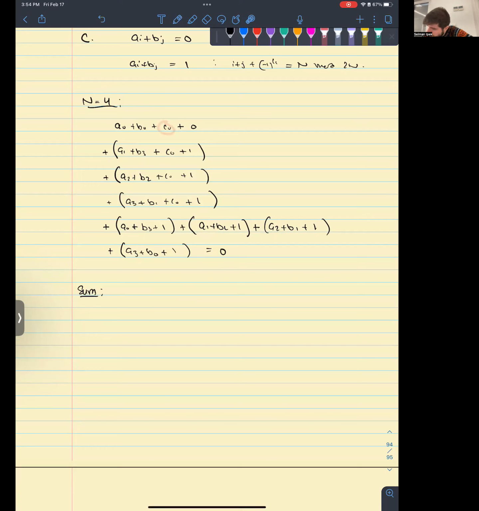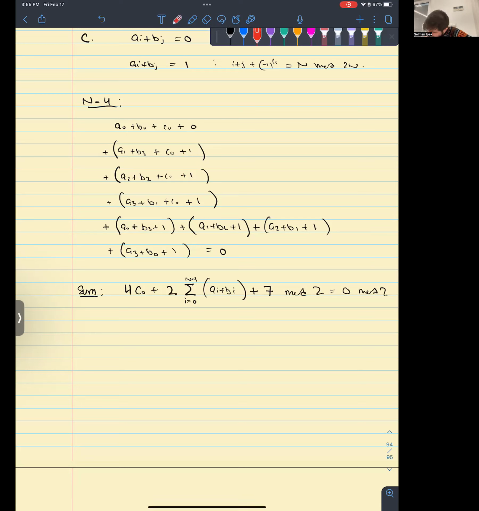C0 is going to show up 4 times, or n times, for C0, plus 2 times the sum from i equals 0 to n minus 1 of Ai plus Bi. Plus, when you count up all of these constants, you get 7 mod 2 equals 0 mod 2.